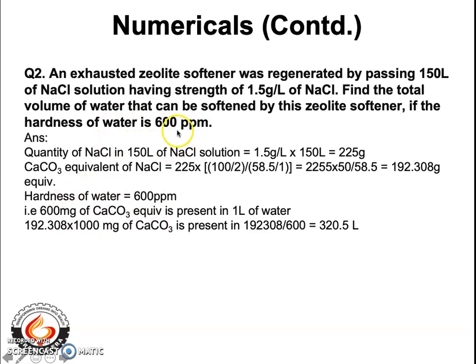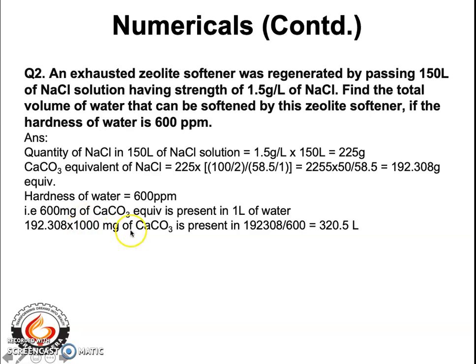Now here we know that the hardness of water is already given as 600 ppm. So that means how will you represent 600 ppm? It means that the 600 milligrams of calcium carbonate equivalent is present in 1 liter of water. So this is the meaning of 600 ppm. So ppm is nothing but milligram per liter. So that means 600 milligrams of calcium carbonate equivalent is present in 1 liter of water.